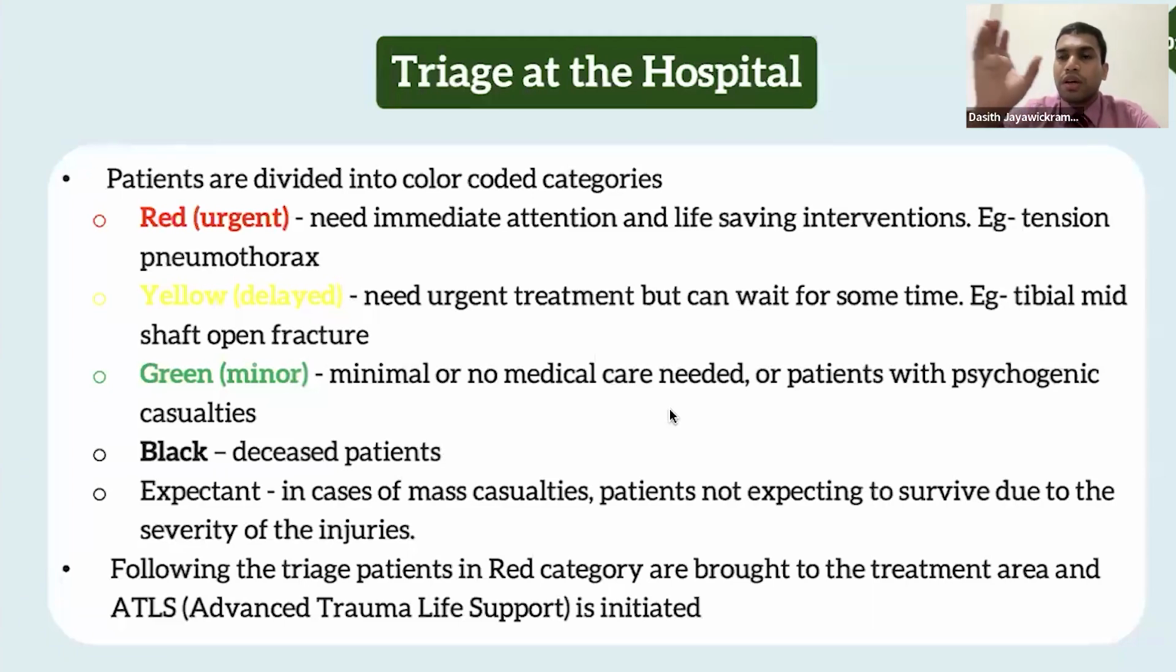So the patients in the red category are sorted out. They can wait till then. And during that time, if they escalate to the red, then they will be taken and treated accordingly. That's what yellow is. For example, a tibial mid shaft open fracture. The patient can wait because it's not life-threatening.